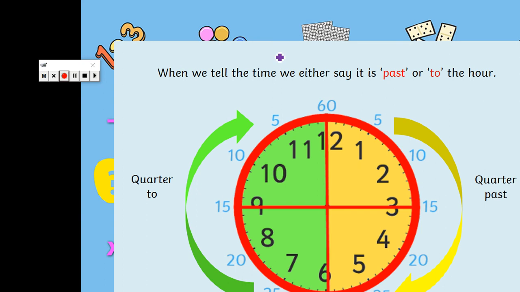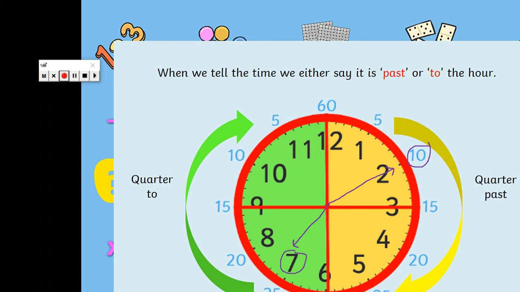So when we tell the time, we either say it's past the hour, so around here it would be past the hour, or to the hour. So I'm going to place a time on the clock now. I'm going to put my minute hand here, pointing to 10 minutes past, and I'm going to put my hour hand here to 7. So this is showing me that it is 10 minutes past 7 o'clock.